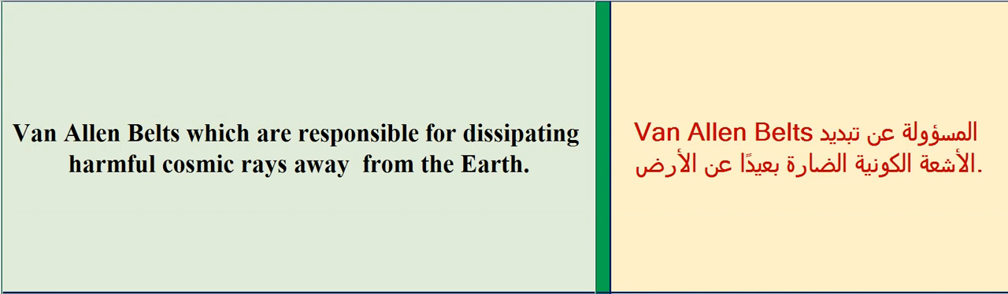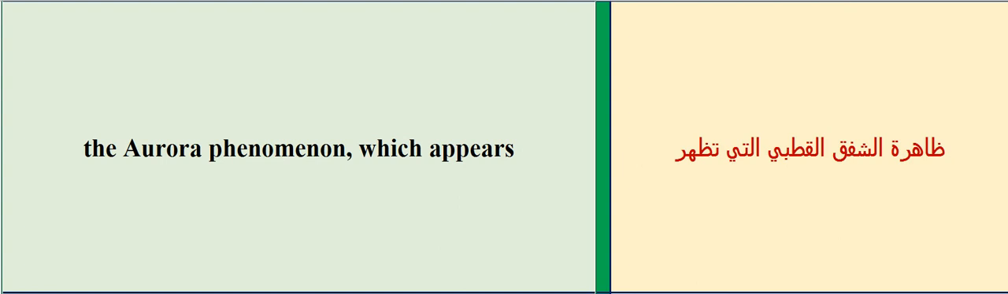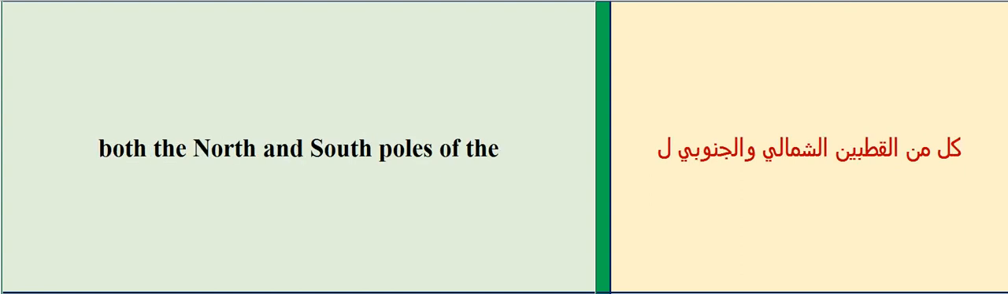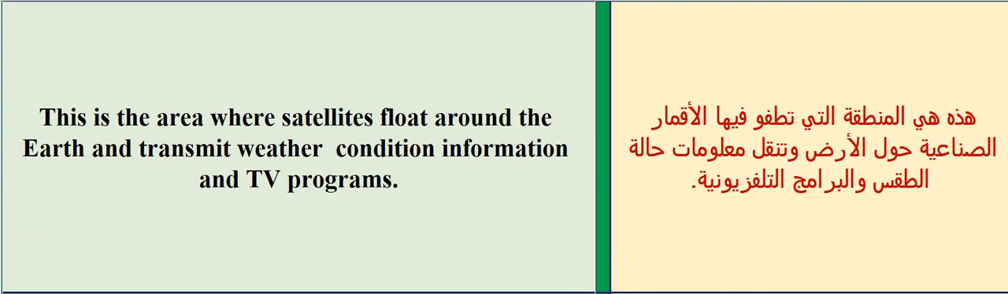Van Allen belts, which are responsible for dissipating harmful cosmic rays away from the Earth. The aurora phenomenon, which appears as brightly colored light curtains at both the north and south poles of the Earth. Exosphere. This is the area where satellites float around the Earth and transmit weather condition information and TV programs.